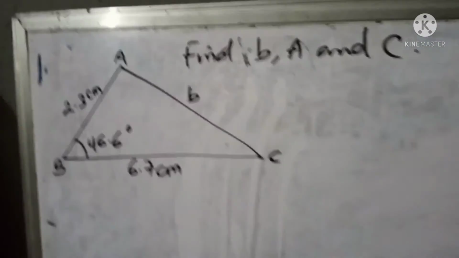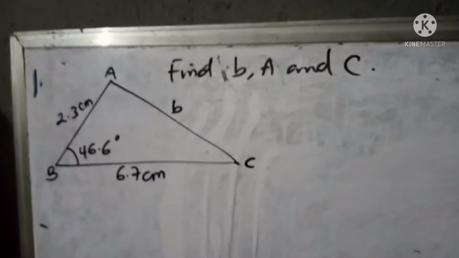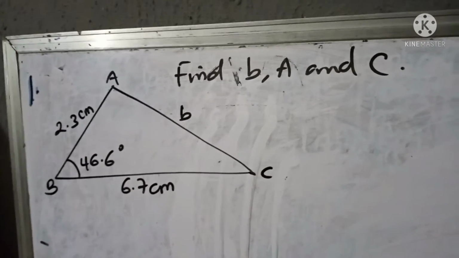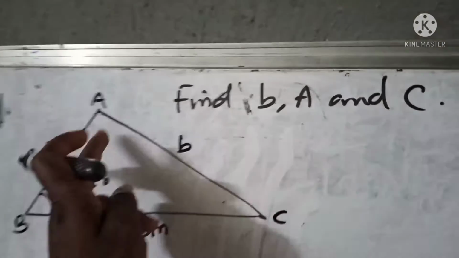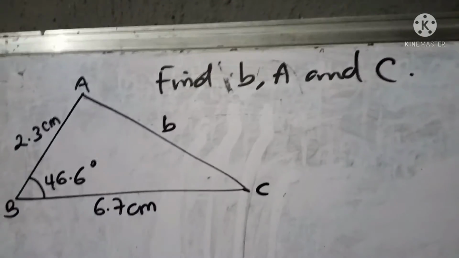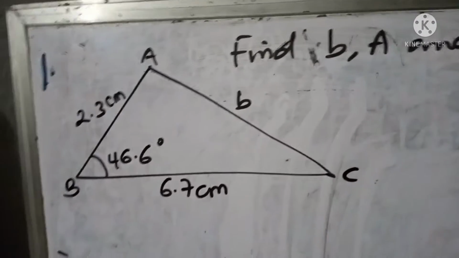So in this question, we want to find A, B, and C. A is angle A, which you see is not given. B is the side B, while C is the angle C. And how do we do that?